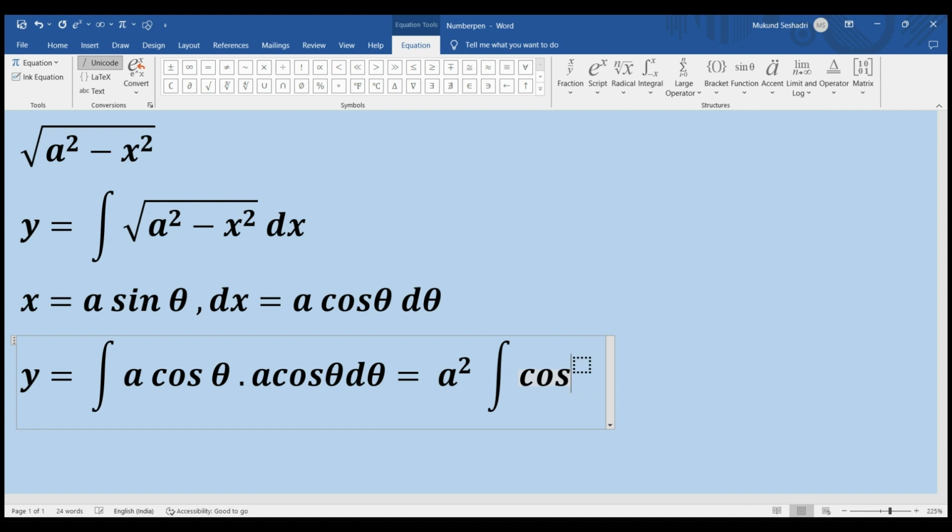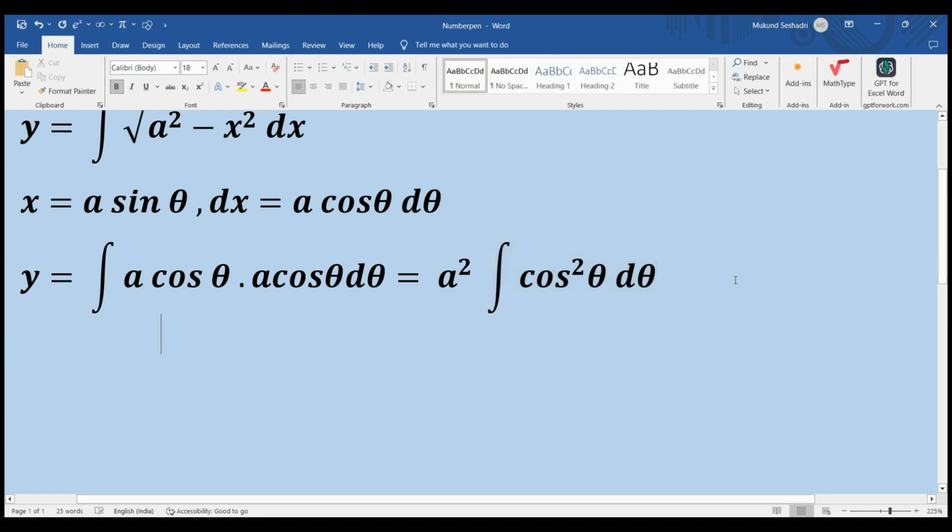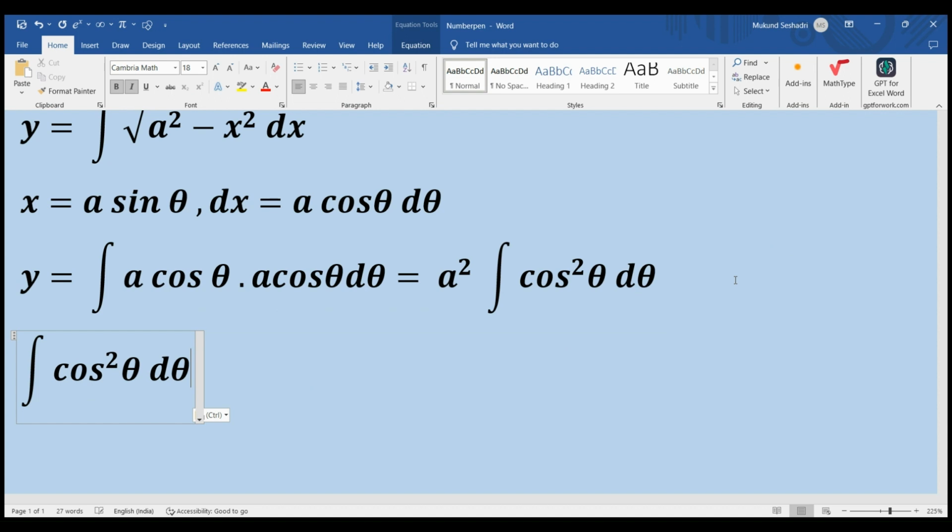Now to solve this, you need to be quite familiar with one of the trigonometric identities, and let's come to that shortly. So I have my y is nothing but a square times integral of cos square theta d theta. I'll park my y aside. I'm just going to pick up integral of cos square theta d theta and try and solve this, right? Now, what is that trigonometric identity that will help me solve this further?